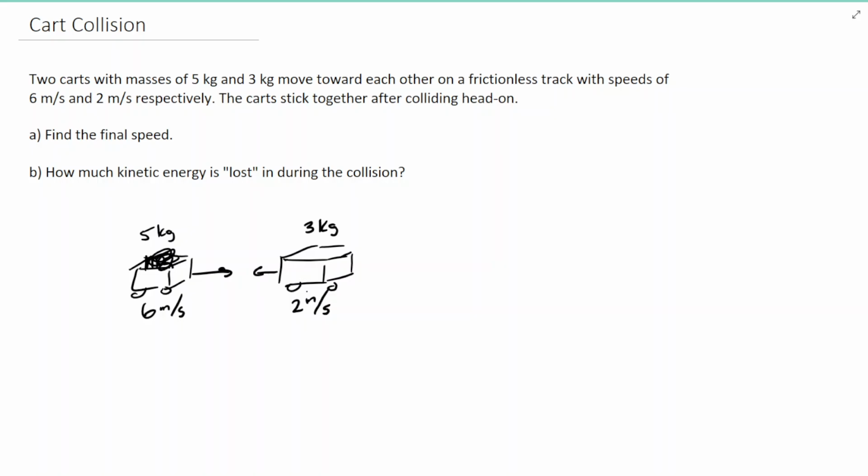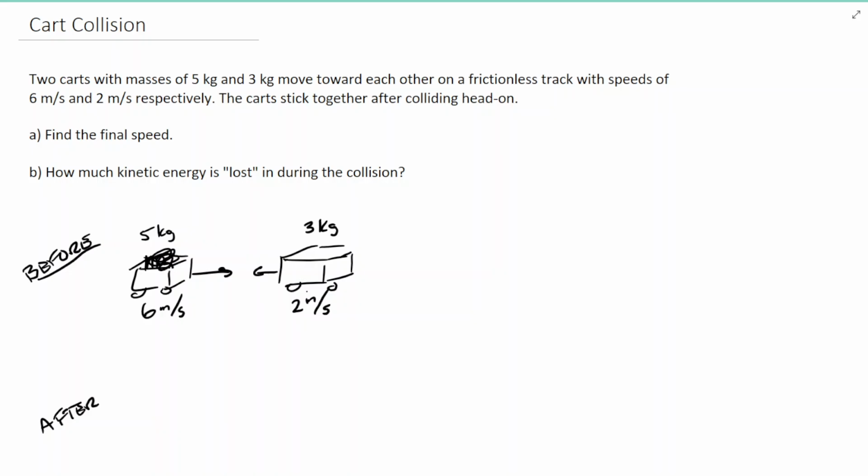So we've got a 5 kilogram cart, we have a 3 kilogram cart. They're moving towards each other. This is happening before the collision. So we're dealing with momentum. We want to look at what is happening at the instant before the collision and then the instant after the collision. All right, so there's before. Let's draw the after situation.